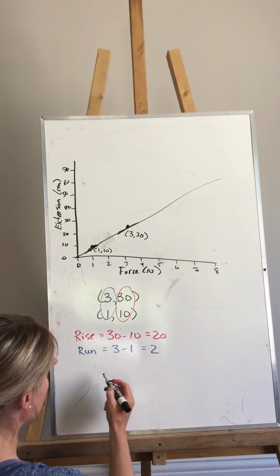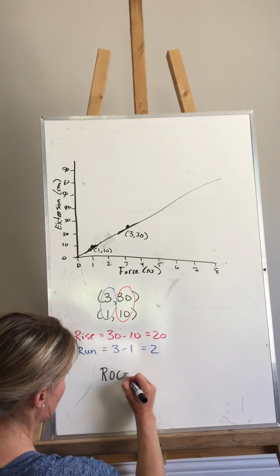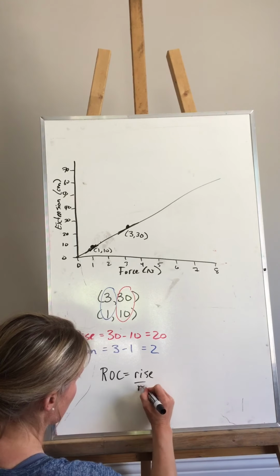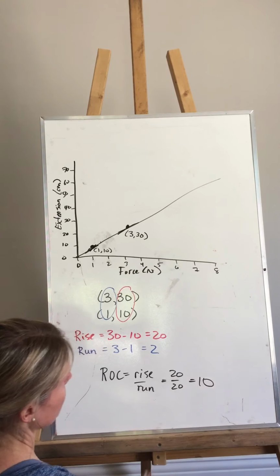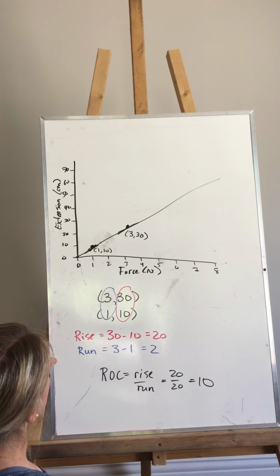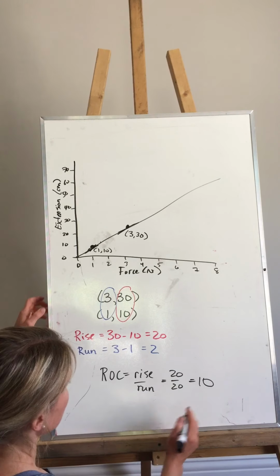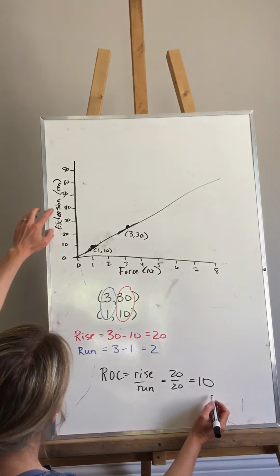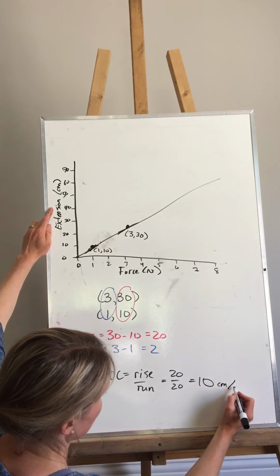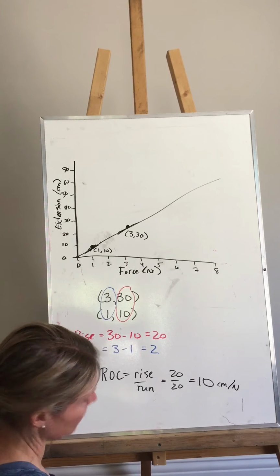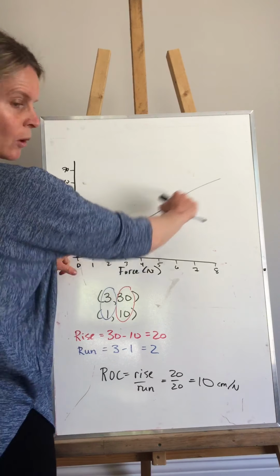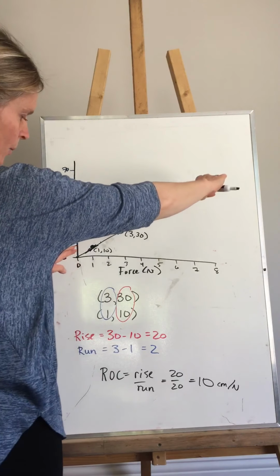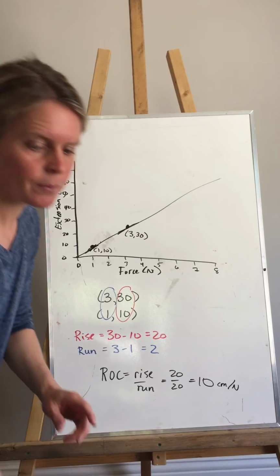So that's steps 3 and 4. Step 5 is my rate of change is equal to rise divided by run, which is 20 divided by 2, which is 10. Okay, so that would be my rate of change. And if you were going to put units, it would be centimeters divided by newtons. Okay, so that is one example there. Note too that the rate of change is positive when the line is going up. Okay, my rate of change is positive.